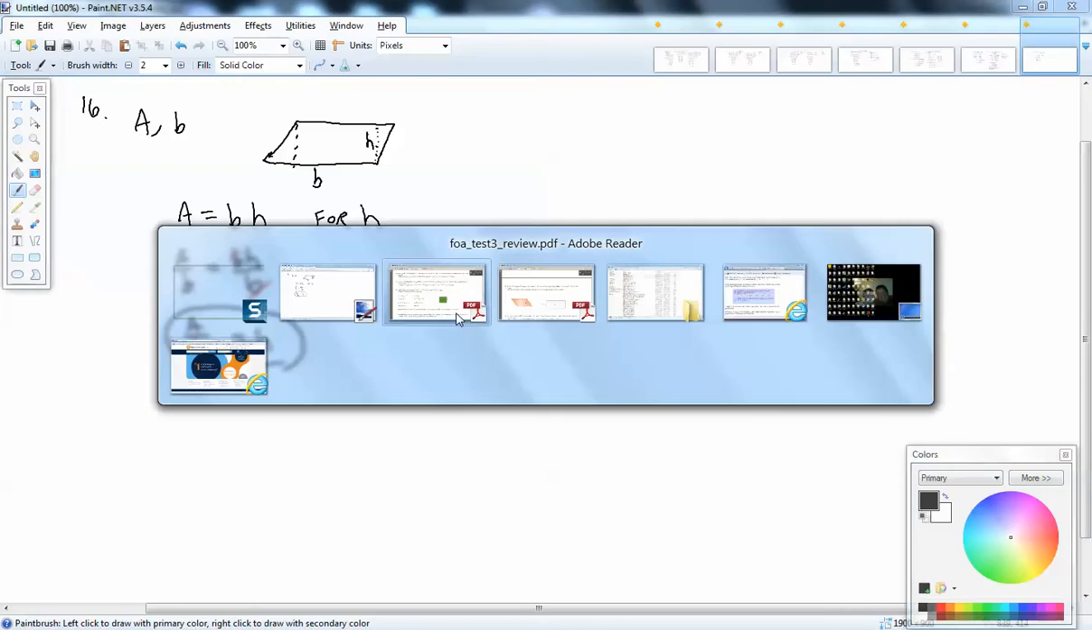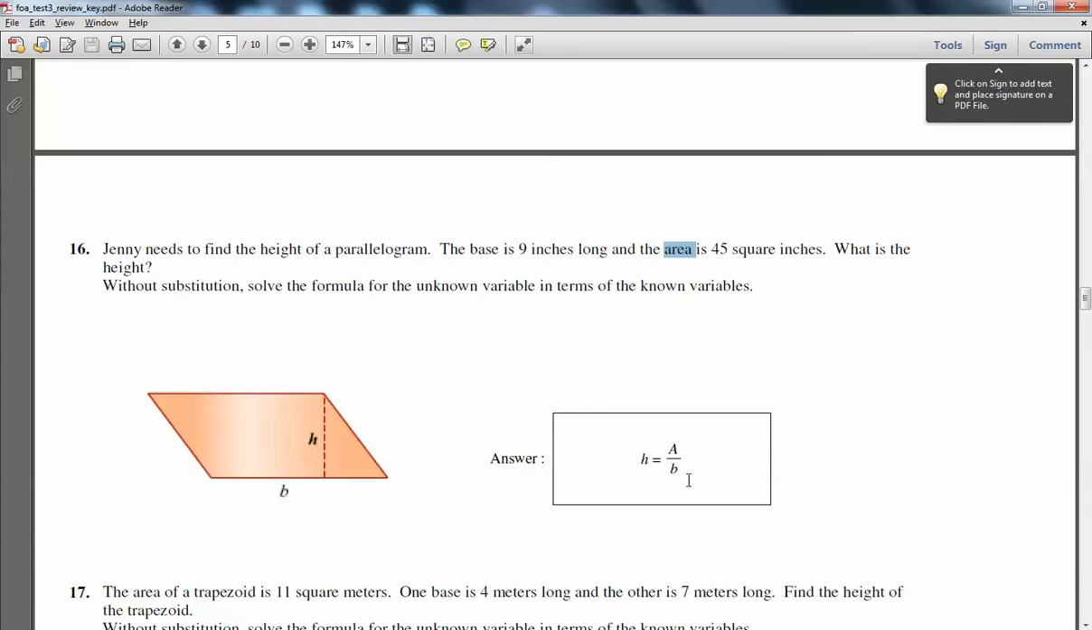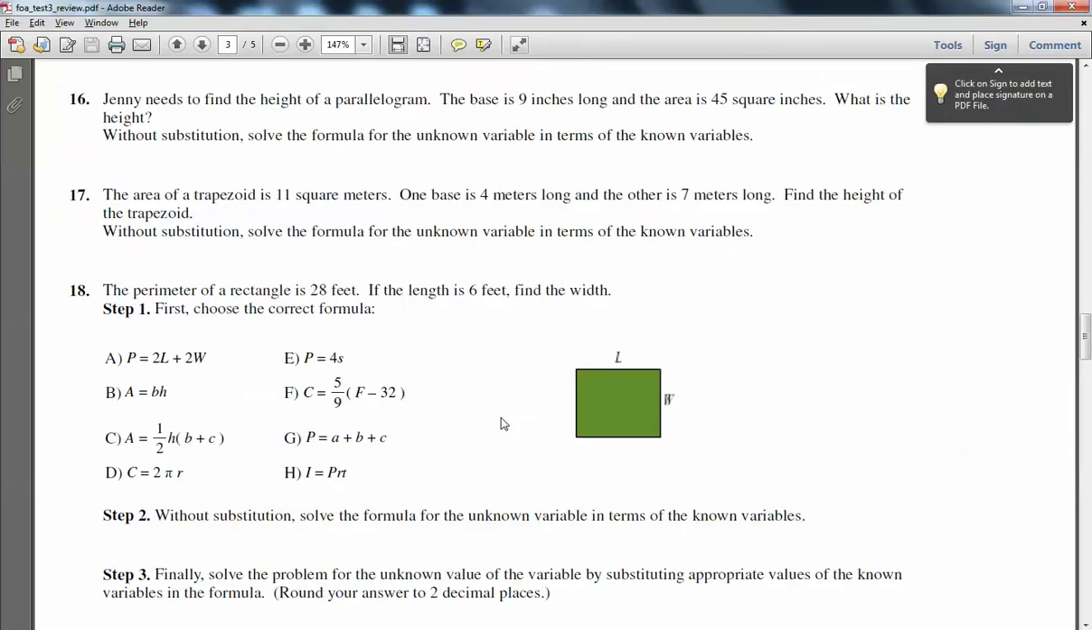And let's check that answer. h is equal to a over b. Okay. So let's look at our next one.